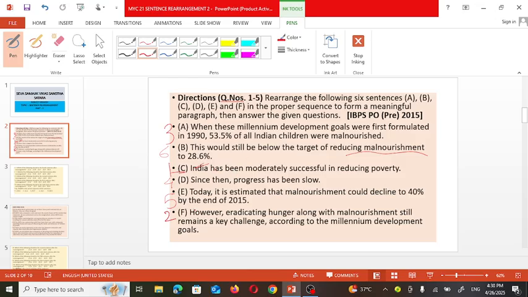If we arrange the sentences accordingly, we get a meaningful paragraph. So how can the sequence of the sentences be? The first statement will be C, then F, then A, then D as the fourth sentence. After that E, and the last one is B.